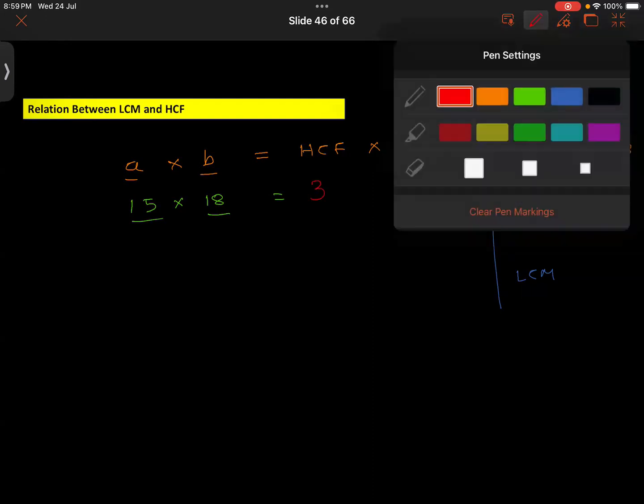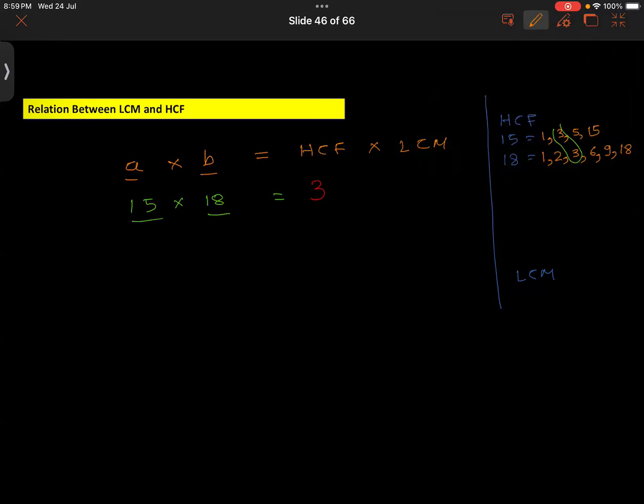Now it's time to find the LCM. For 15 and 18, we need to find their lowest common multiple, right? Lowest common multiple is 1? How can 1 be a multiple of these two numbers? 1 is always a factor. In this case, 1 can never be a multiple of any number apart from 1. 1 is the multiple of itself, but 1 is the factor of every number. This is the question which we did in the beginning while you were writing the definition.